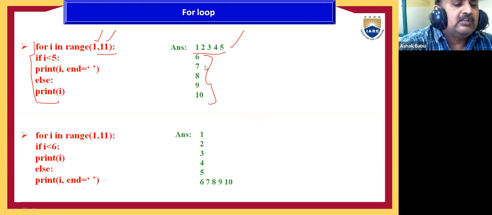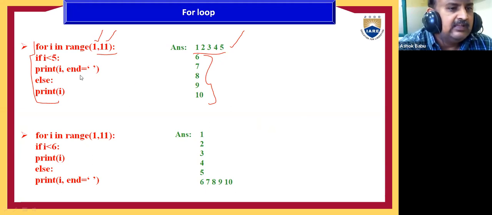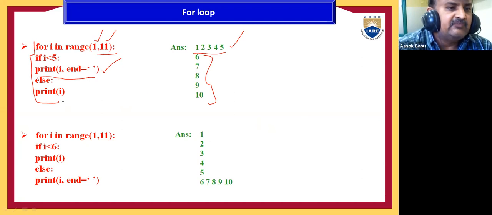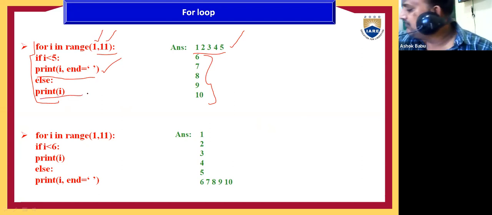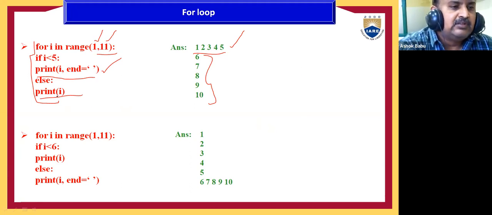Okay. So here to print the numbers like that, my logic is: if i less than 5, so up to 5, we need to print i, end equal to within quotes. If you write the print statement like this, it will print the numbers in horizontal fashion. Else, otherwise, if i is greater than 5, we need to print the numbers in a vertical fashion. Therefore, else print i, simply print i. So please note the program.